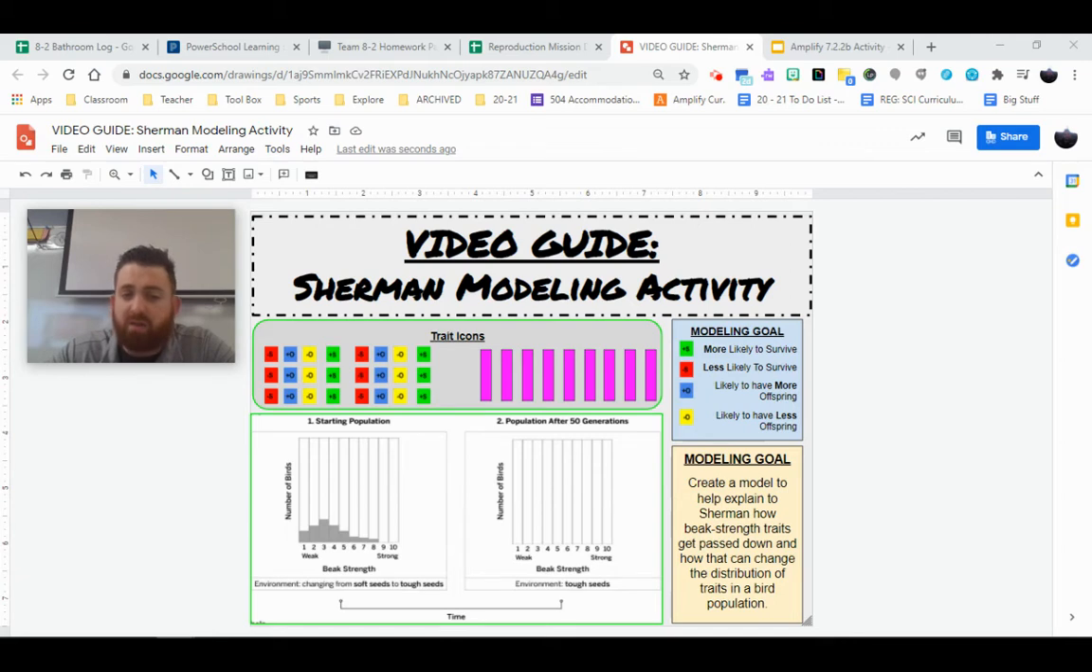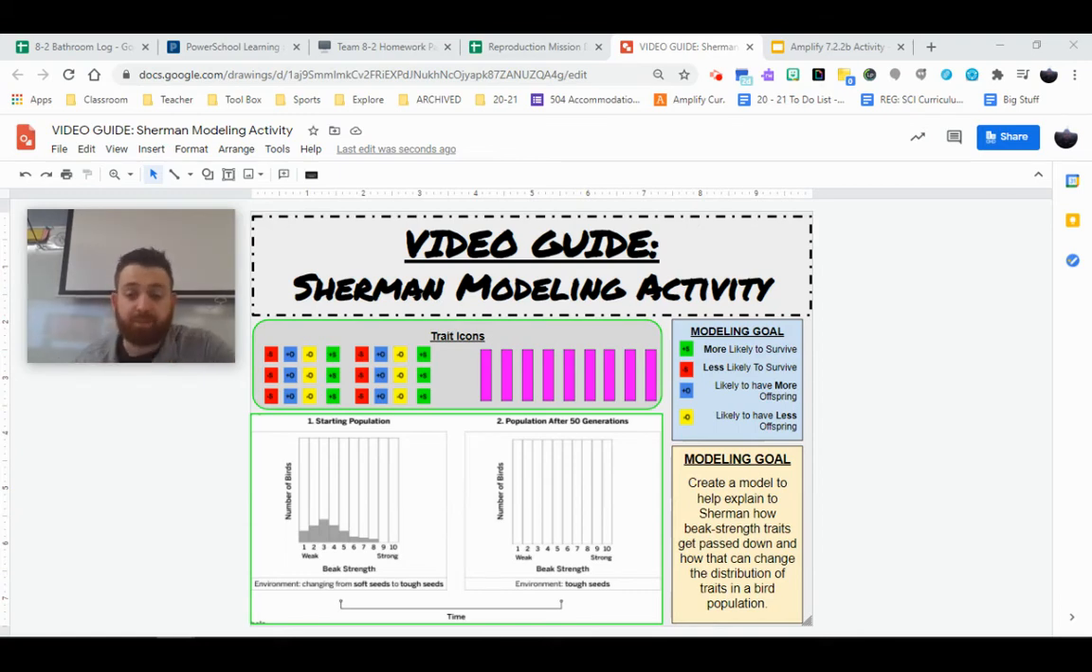And our model is a little different than we're used to. We're going to go through some new features that are going to pull in some big ideas like reproduction and such. And then we're obviously going to be dragging and dropping different bars to help predict and show Sherman what is going on. So let's take a look.